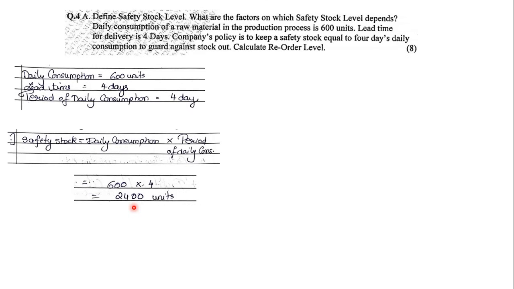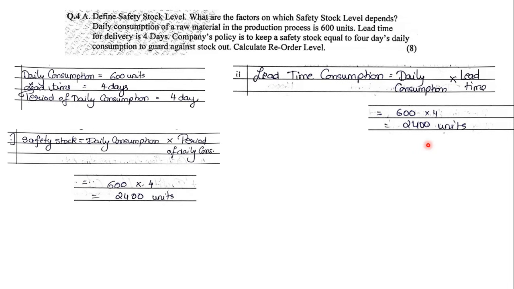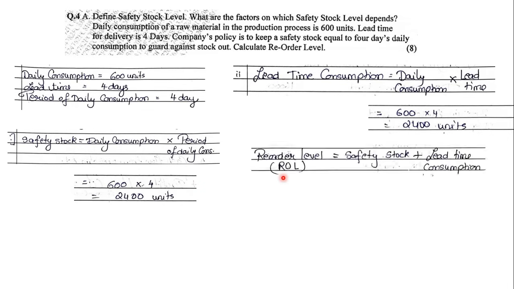So that is our step number 1. Next, we need to find the lead time consumption. Lead time consumption is daily consumption 600 into the lead time 4 days. 600 into 4 comes to 2400. Once we have both these values, we can apply them into the final answer. Reorder level is safety stock 2400 units plus lead time consumption 2400 units. Total comes to 4800 units.